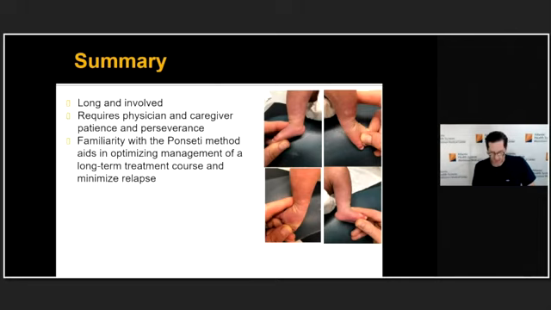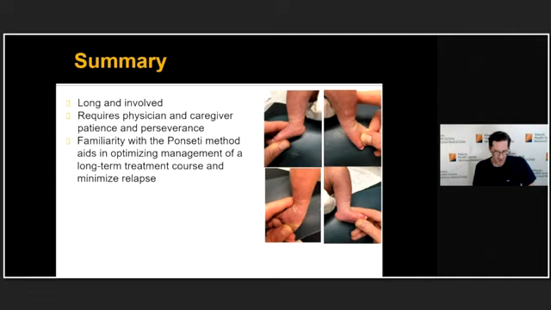In summary, for club feet, the treatment is long and involved, and I think what's most important initially when I see these children, either in the newborn nursery or when they come to our office, is developing a rapport with the family and explaining to them the prolonged duration of treatment.